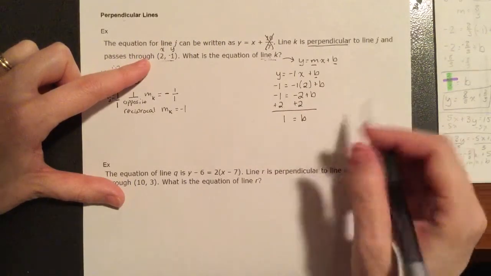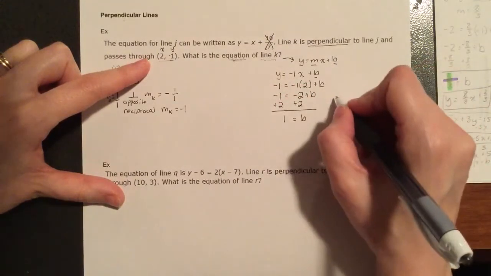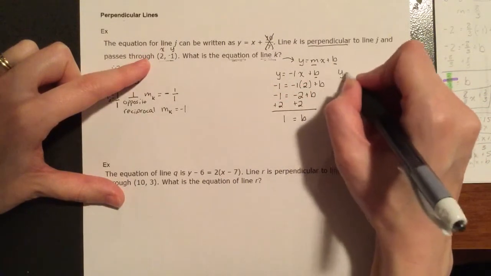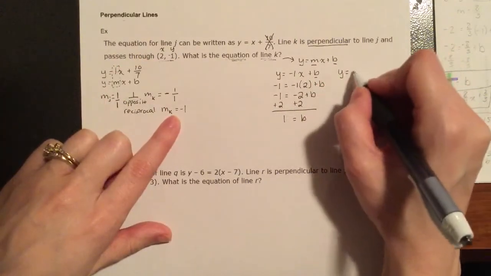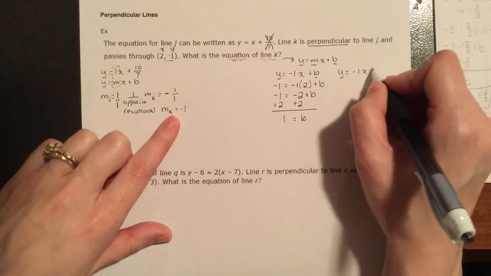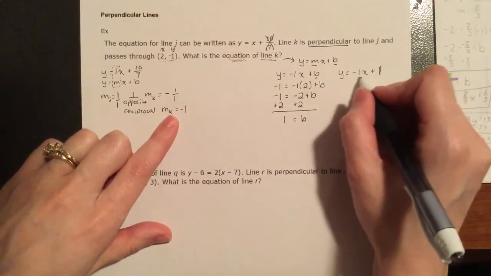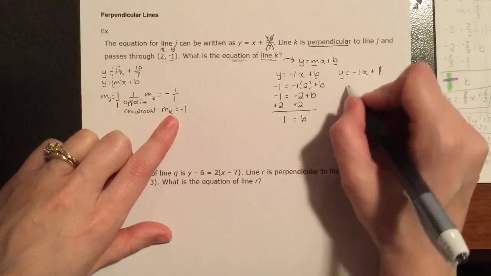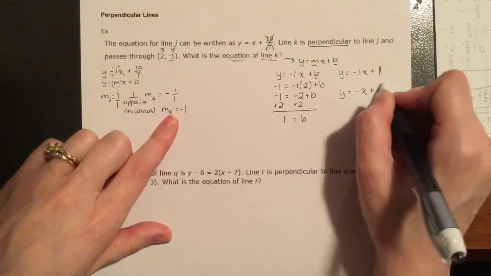But this isn't our answer because they say, what is the equation for line K? And when we're using an equation, we're doing the y is equal to m, and our slope that's perpendicular is negative 1x plus our b that we found, 1. And this isn't considered simplified. You've got to simplify that. Y is equal to negative x plus 1.